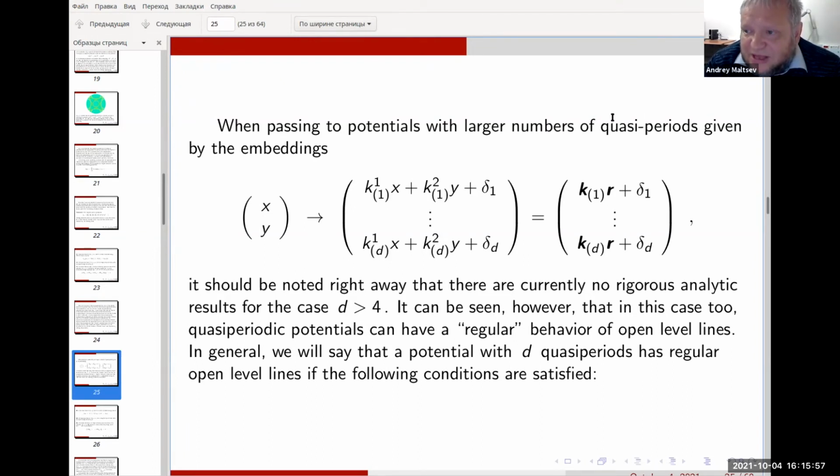So let me just now say that when we pass to the potentials with a larger number of quasi-periods, in this case, at the moment, there are no strong, rigorous, serious analytical results. But still, if we look experimentally at the families of such potentials, we can say that in principle, we have similar situations here. There are 2 sets.